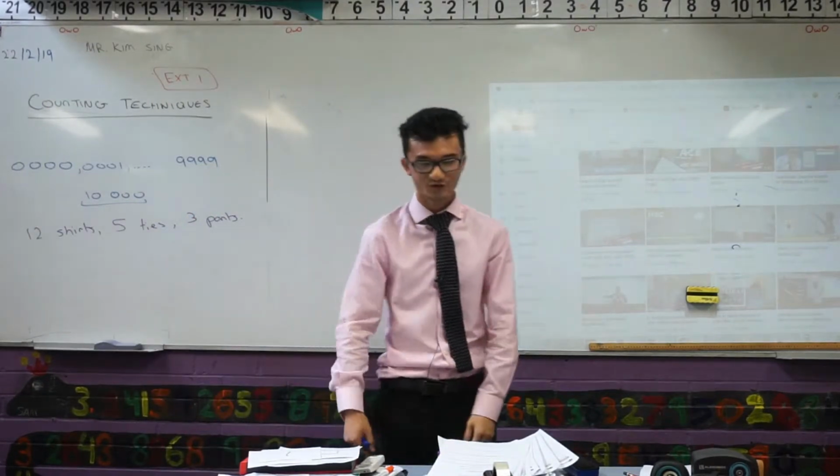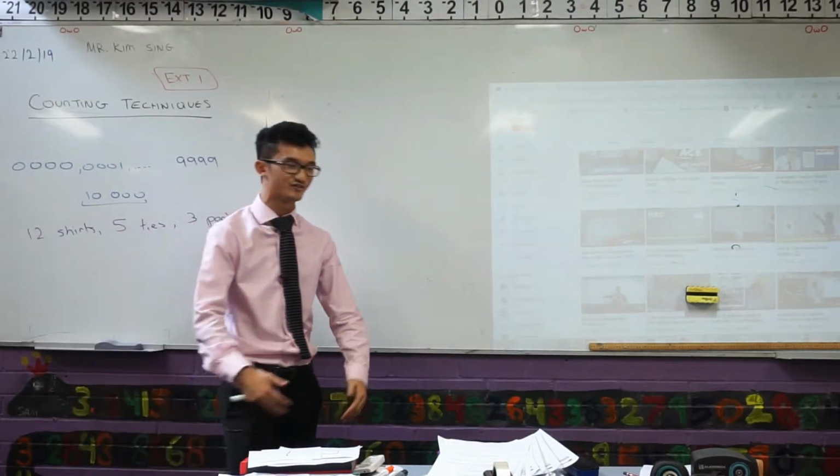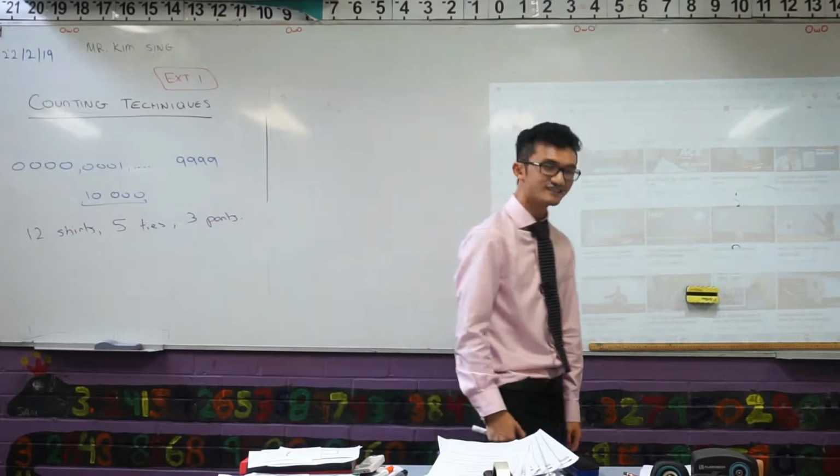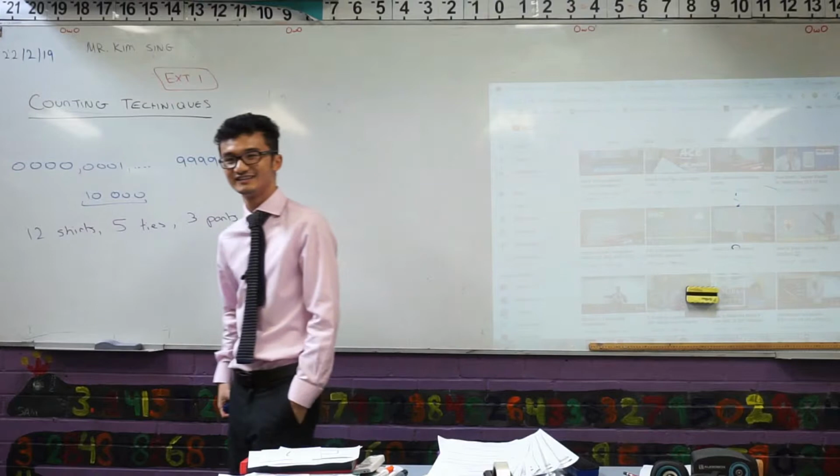So, how many different possible outfits can I wear? Now, I don't want to be drawing a tree diagram for something like this, right? Is there something else I can do here? Is there something that you realize? 180. How do we get that?